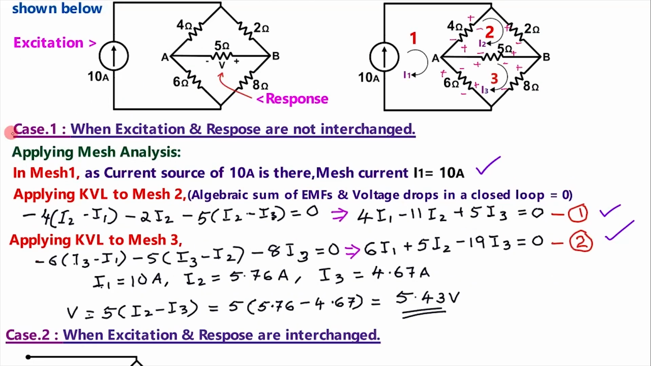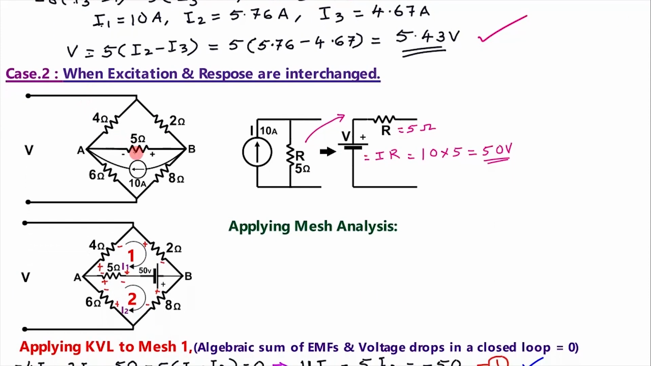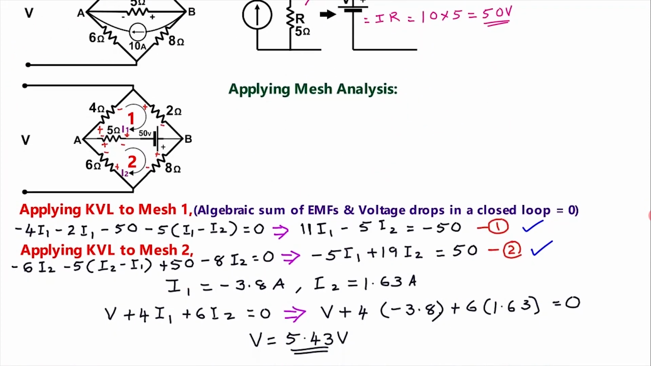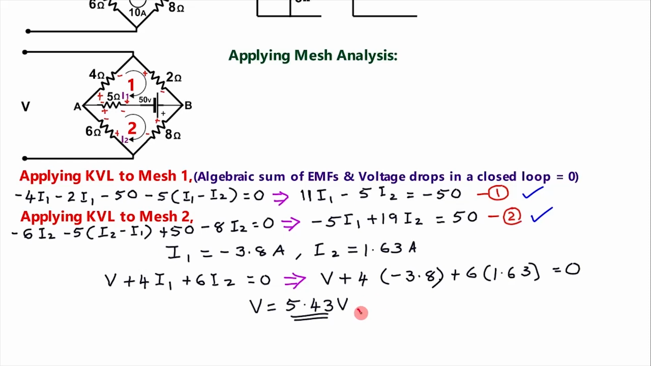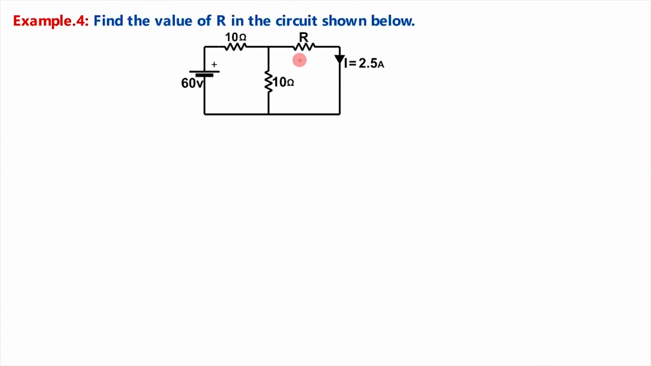So earlier in case 1, when excitation and response are not interchanged, we got the value of V as 5.43 volt. When we have interchanged the excitation and response, here also we got the value of V as 5.43 volt. Since voltage remains the same in both cases, reciprocity theorem is verified. In this example, we are asked to find value of R in the circuit given below.